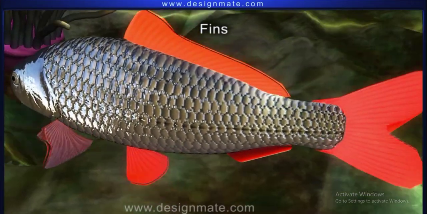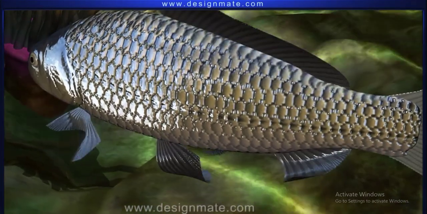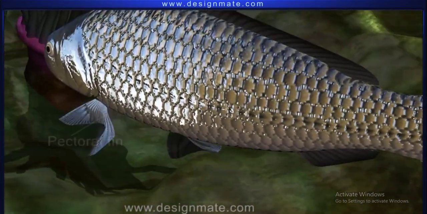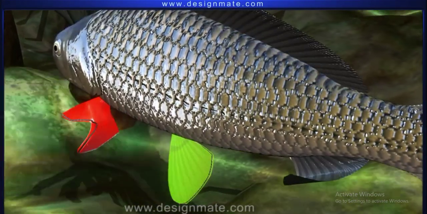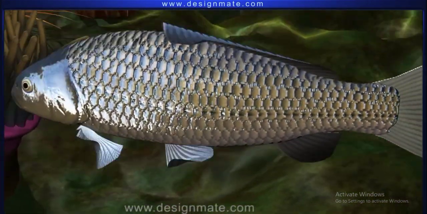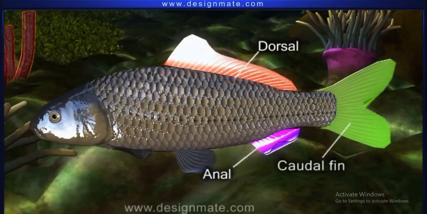The trunk and the tail bear two kinds of fins: the paired fins called the pectoral fins and pelvic fins, and the median fins, namely the dorsal, anal, and forked caudal fins.